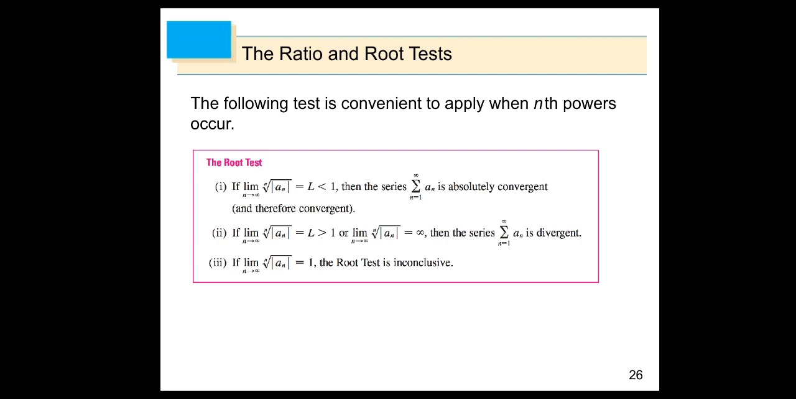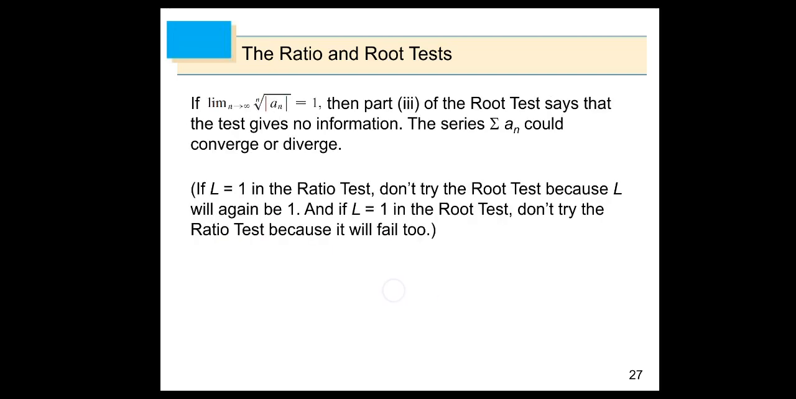In the root test, if our value is equal to L, and L is less than 1, it would be convergent. If L is greater than 1, it would be divergent. And if L is equal to 1, the root test is inconclusive, right? It is similar to the ratio test.